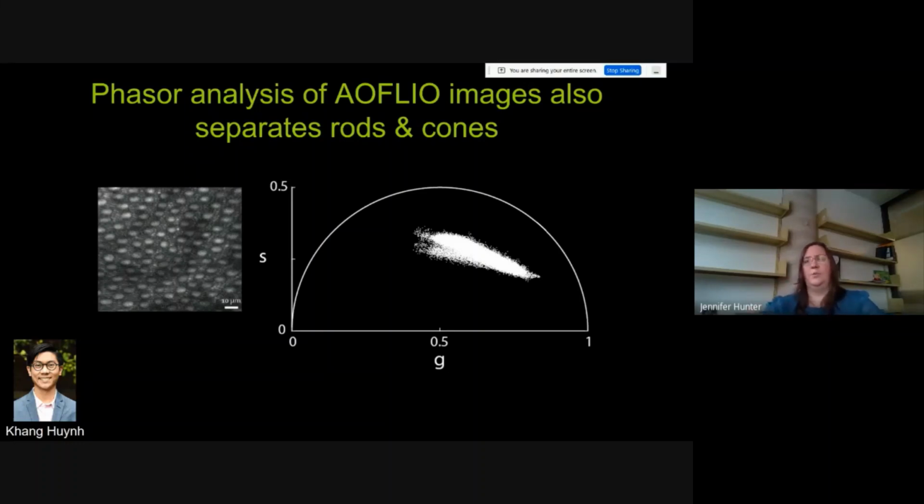When we look in phasor space, we start to see a distribution here. If we isolate where the cones are located, create a mask where we see the cones here in orange and the rods in green, and color code those pixels, we see that, again, the rods and cones separate in phasor space. But what we noticed in phasor space was that there started to be a lower second cluster, and that lower second cluster didn't correspond to just some random pixels throughout the image, but actually started to correspond to particular individual cones.